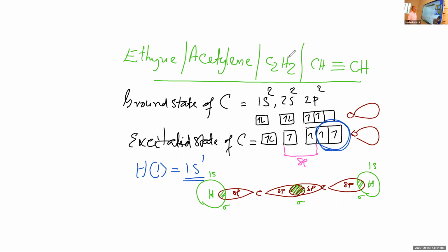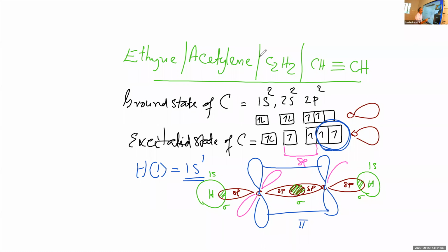So hydrogen, carbon, carbon, hydrogen, all these are lying on the same plane, and we have 2 unhybridized p orbitals on each carbon. One is remaining like this, and they overlap sideways, forming a pi bond. There is one more, perpendicular to the plane, and they will be overlapping sideways like this. So there will be another pi bond. So there are 2 pi bonds and 1 sigma bond.